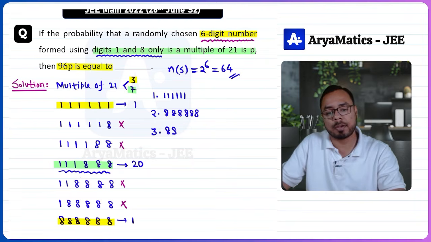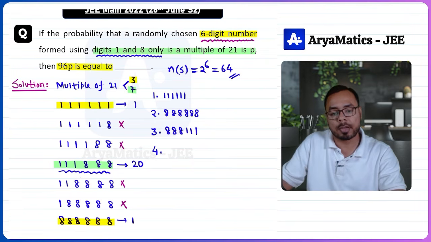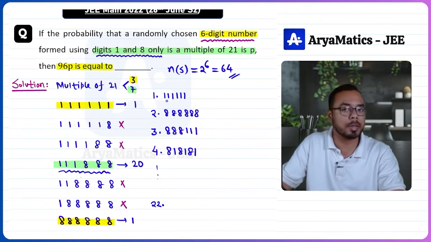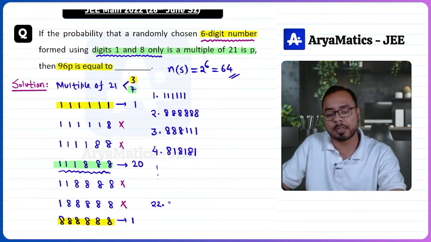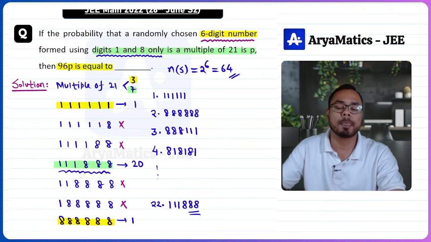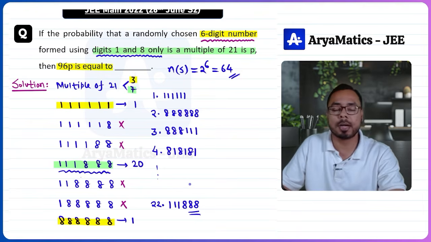Maybe one number will be triple 8 and then triple 1. The fourth number, let us say, is 8, 1, 8, 1, again 8, 1. And in this manner, you can go up to 22. Two numbers using 6, 1 or 6, 8, and another 20 numbers using 3, 1 and 3, 8. Let us say this number is maybe 1, 1, 1, and then you have triple 8. And now we have to check whether these 22 numbers are also multiples of 7.